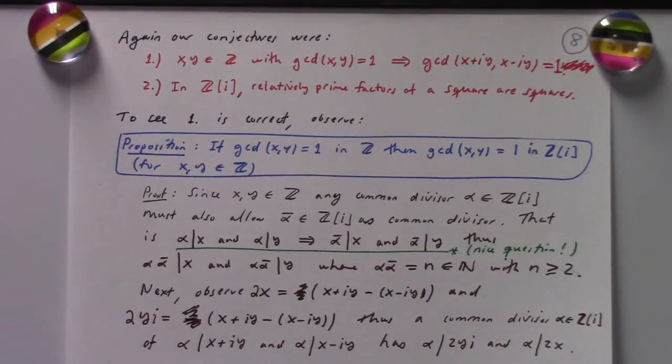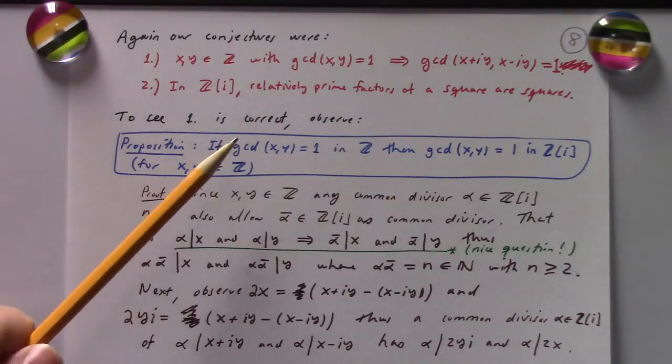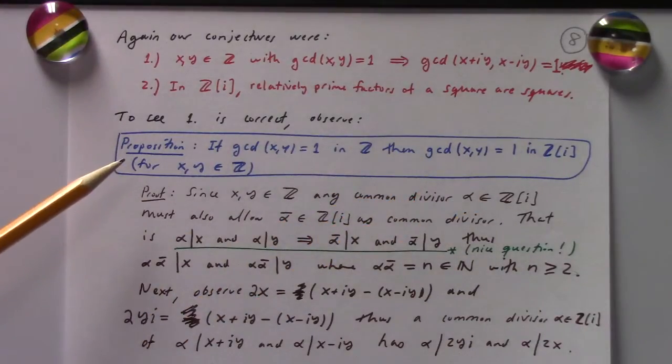Okay, so again, our conjectures. Relatively prime integers ought to have complex combinations, x plus iy and x minus iy, which are relatively prime in the Gaussian integers. And then relatively prime factors of a square are squares. To see that the first is correct, we make the following argument. If the greatest common divisor of x and y is 1, then the greatest common divisor of x and y is still 1 in the Gaussian integers. Once you have that proposition, it's easy to prove the first conjecture.